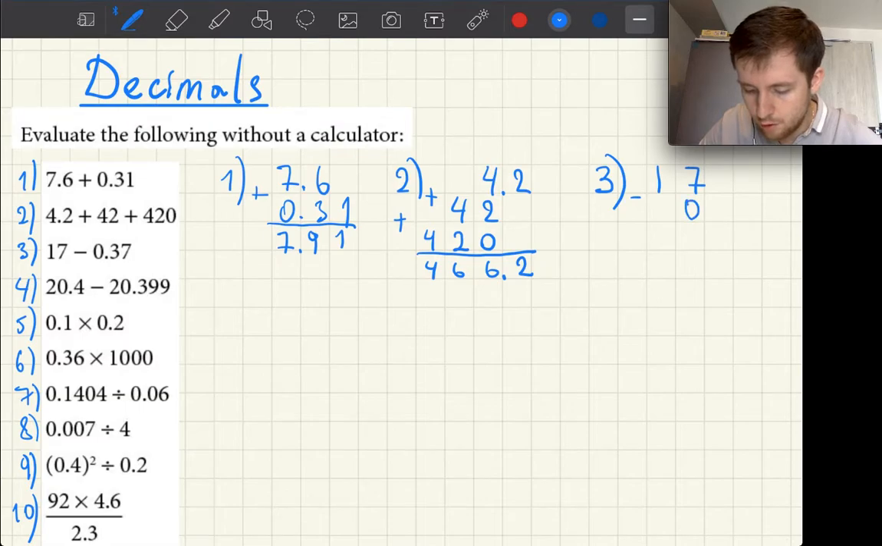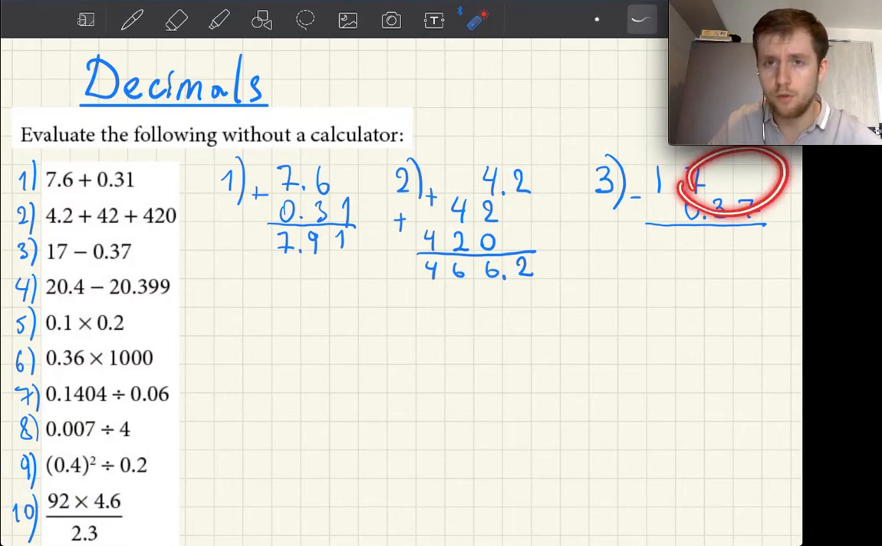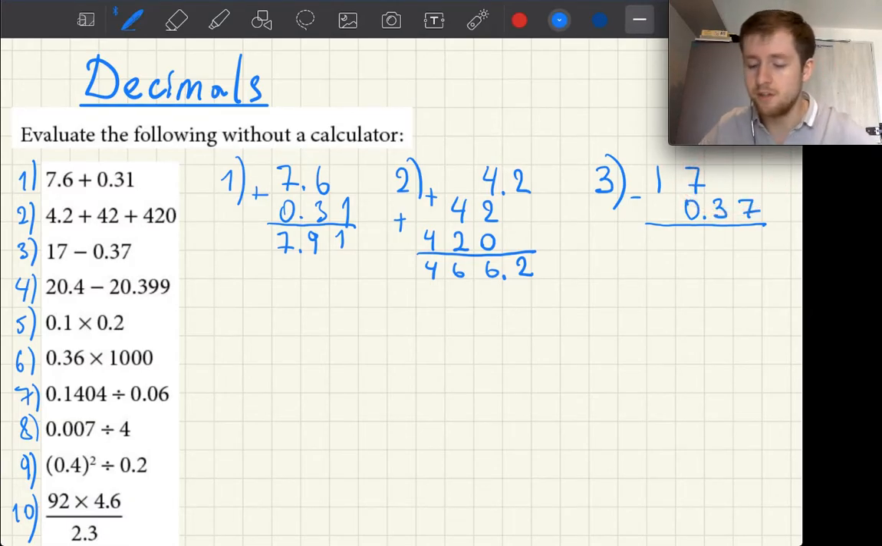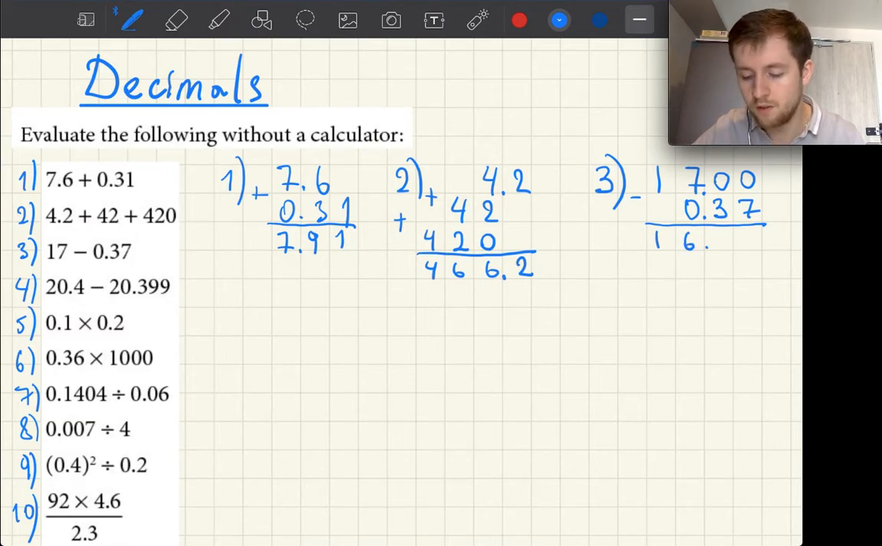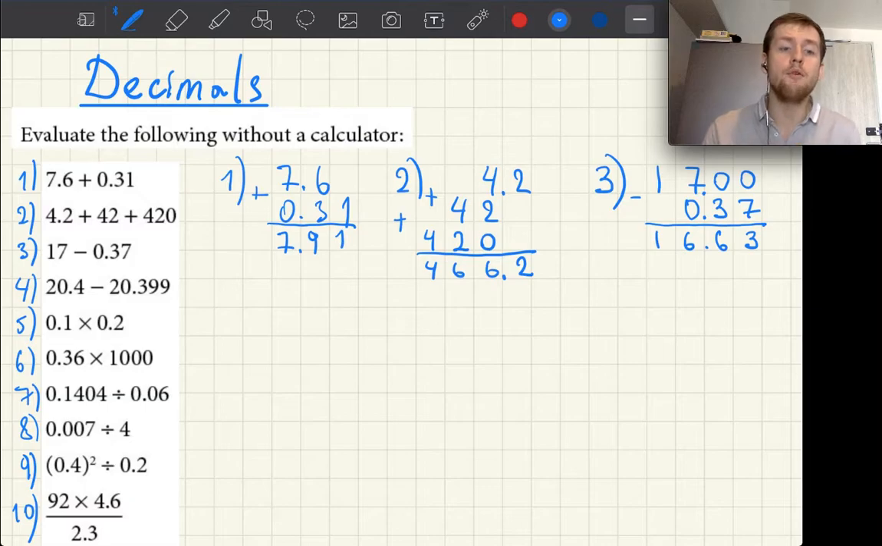Okay, and number 3, we are working with subtraction, so 17 minus 0.37. How do we subtract if there's nothing here? What do we do? Well, we just add some more zeros, that's it. So it's going to be 17.00 minus 0.37. The answer is going to be 16.63.